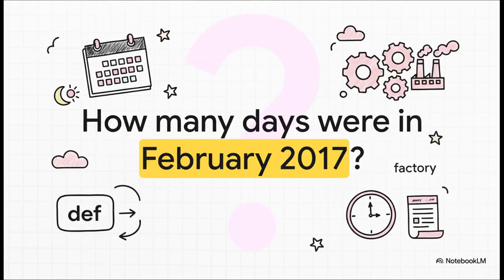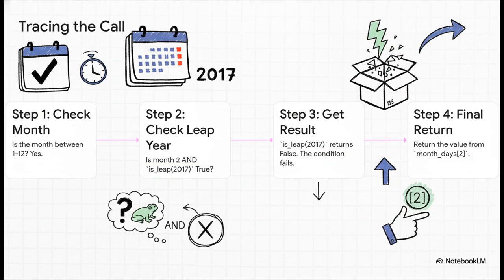So here's the job order for our factory. Figure out how many days were in February of 2017. Let's fire up our days_month function and see how it gets the job done. Okay, let's trace the logic. First, our function gets the inputs 2017 and 2. Step 1, it checks if the month is valid. 2 is between 1 and 12, so check.